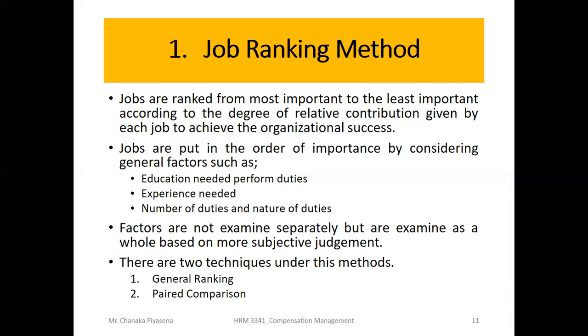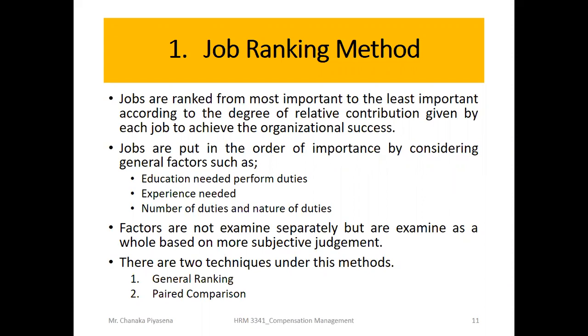Here, we can identify an organization as a set of jobs. Each and every job needs to be organized in order, based on the relative worth of the jobs. Some jobs are relatively highly important, most important, and some other jobs are less important. We need to identify the relative worth of the jobs. What are the most important jobs, what are the moderately important jobs, and what are the least important jobs?